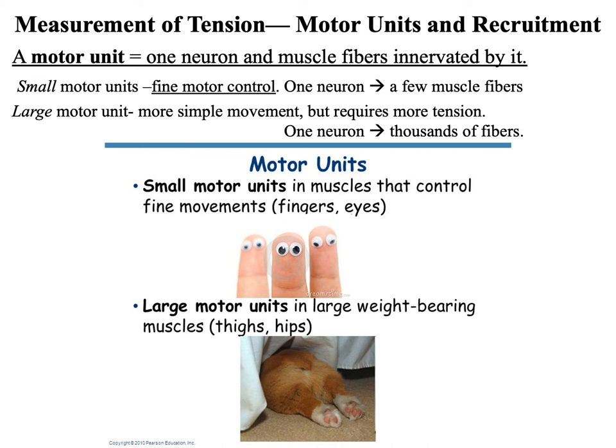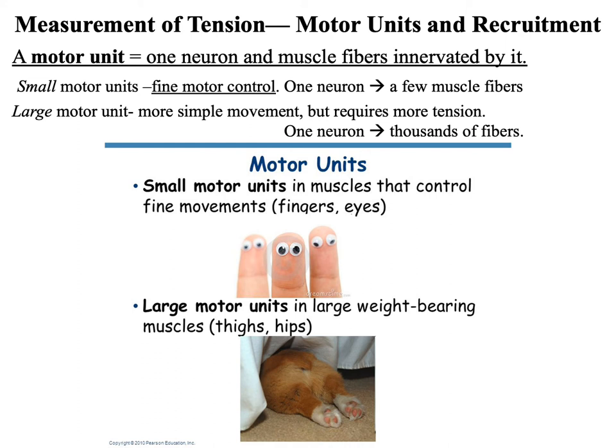Or maybe that one neuron can splay out and touch thousands of muscle fibers. When it can touch thousands, that's a large motor unit. That one neuron going to thousands of muscle fibers, it's a large motor unit. If it's that one neuron that's just going to like 10 muscle fibers, that's a small motor unit. The more detailed of a motion you need, the more small motor units you're going to have. So you can move your eyes in so many teeny tiny directions. You can move your fingers in so many different types of directions.